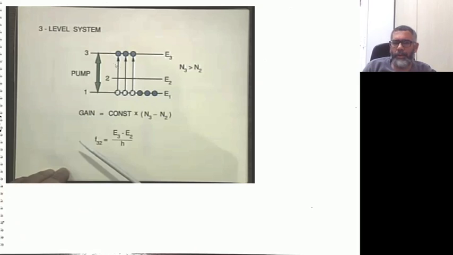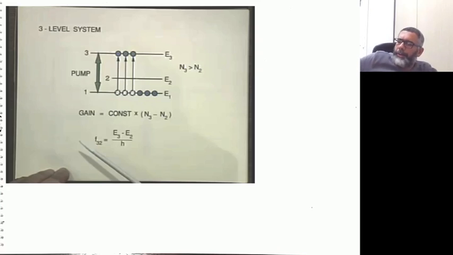This is how it works for 3, and you might also have a 4th energy level. Any atom system which has more than 2 energy levels will work for laser. 4, 5, and you have no limit on the number of upper energy levels, but you have a lower limit. You must have at least 3 energy levels in order to have a population inversion, and population inversion is the must-have condition for the laser to work.